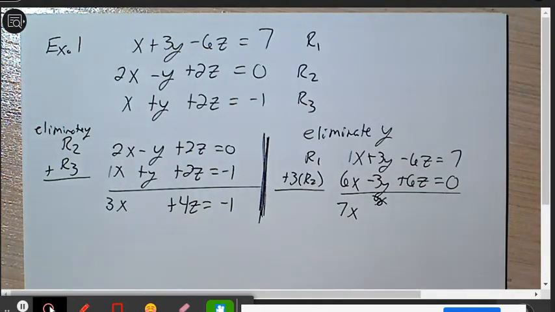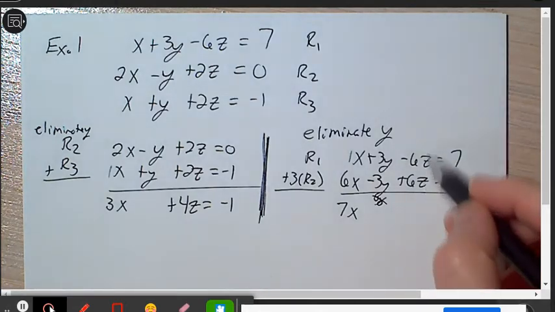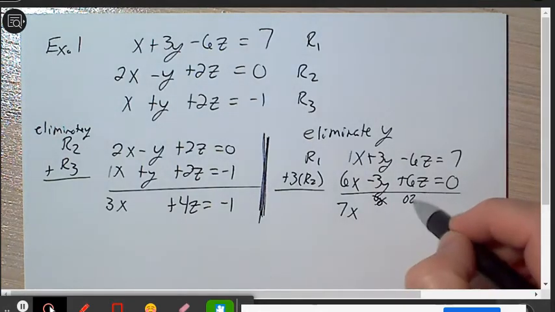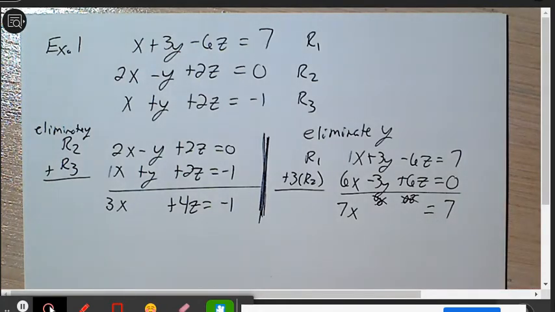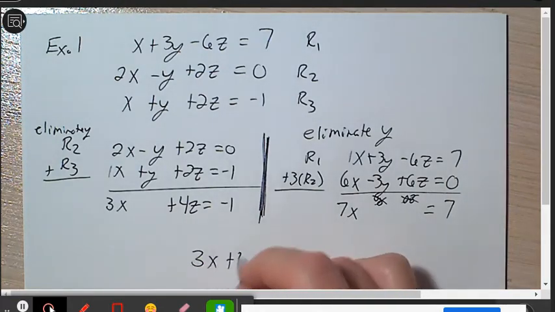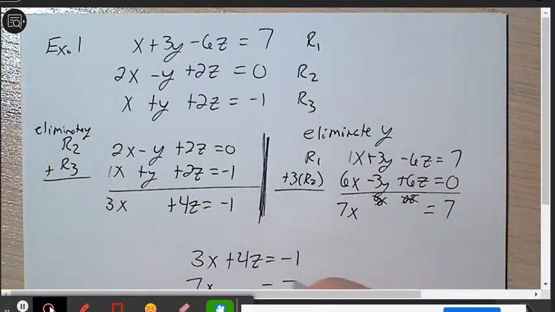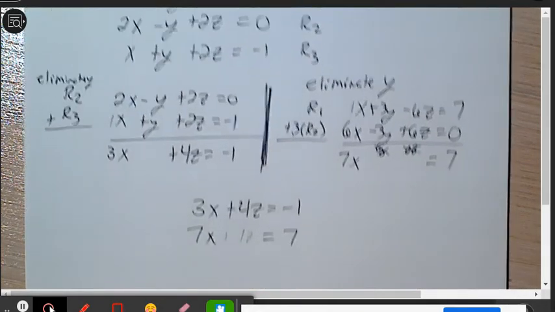Now, in this case, we got a bonus because when we put these two together, that goes to 0z, which means that's also out. So we got kind of a bonus on this one that we got 7x is equal to 7. And if we had done this like we were going to do, normally we would have had another z that would have been here. If that would have been the case, we would have brought these two equations together that we've kind of made now.